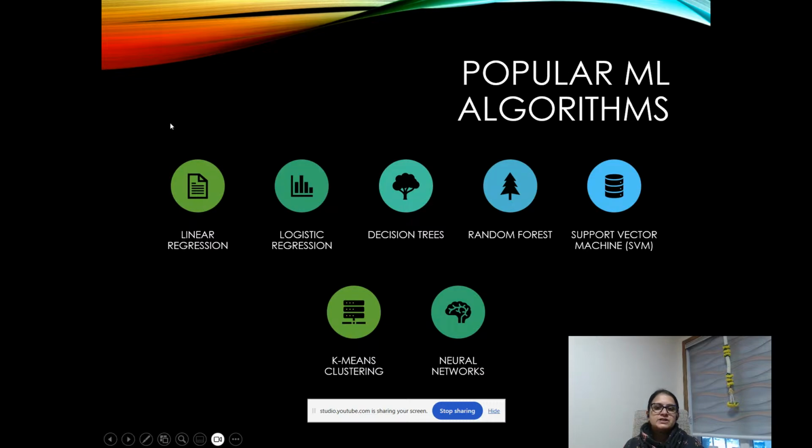All right. So these are the popular machine learning algorithms: linear regression, logistic regression, decision trees, random forest, support vector machine, k-means, neural network. I have mentioned the most common and most widely used algorithm names here. Definitely you are going to learn them in the course too.